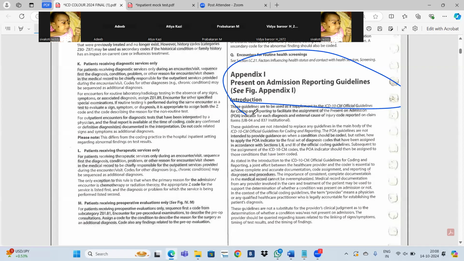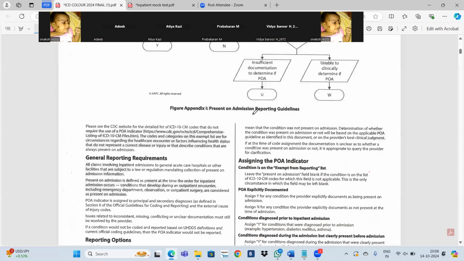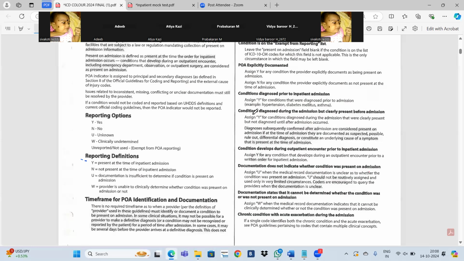indicators. So simply POA, present on admission. Total 5 indicators available: Y, N, U, W and E. E is for status codes. E means Z series codes, status history codes. Status Z series codes, you can give E indicator. Then Y, N, U, W we can discuss.